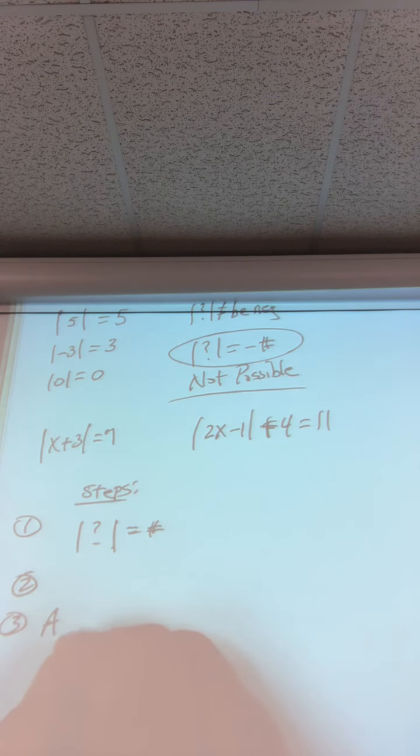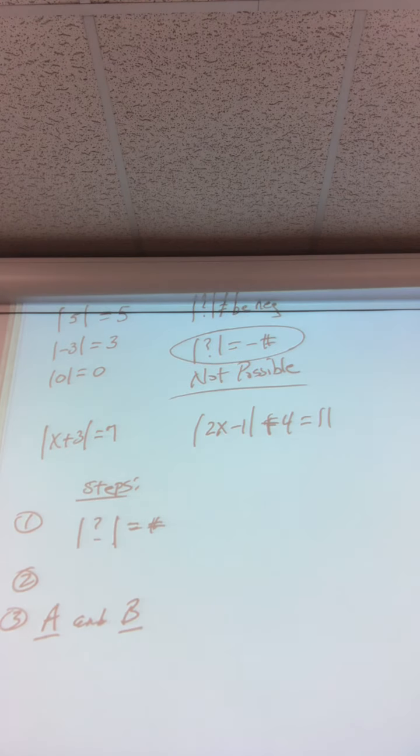Step three, identify A and B, and use capital letters for those. I'll explain that in just a second. Identify A and B, and rewrite the problem by using the following formula. And here's the formula. Absolute value of A equals B.